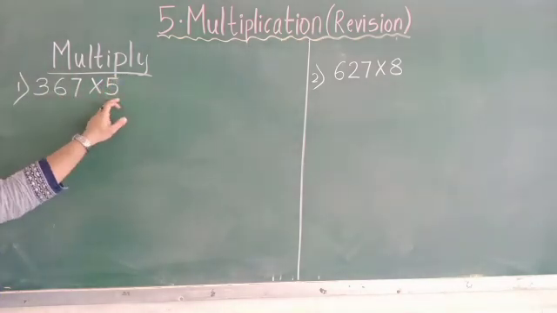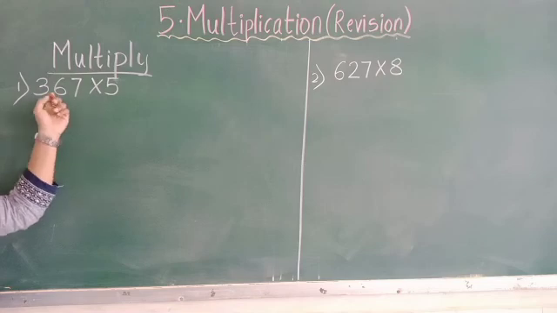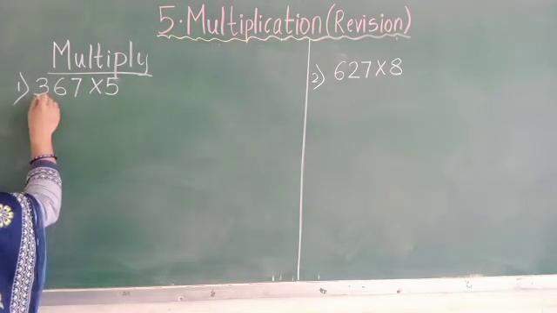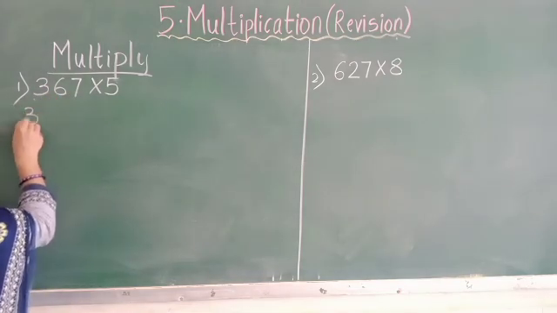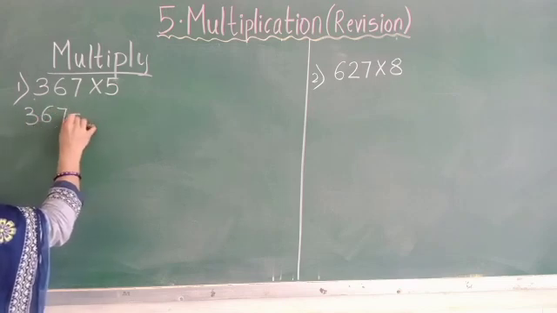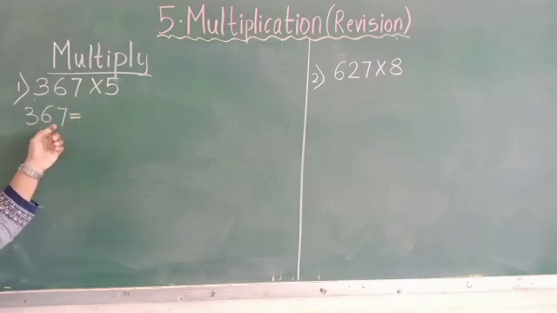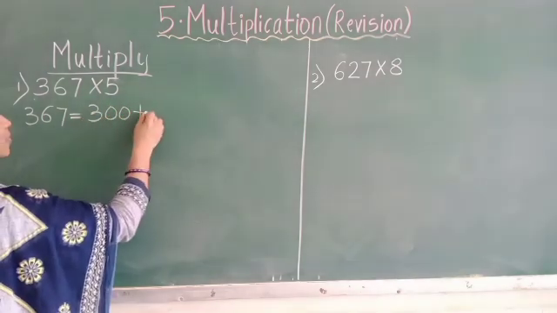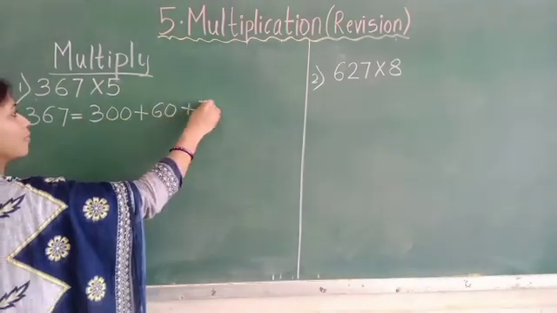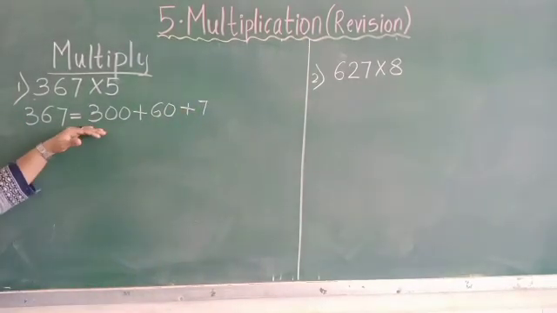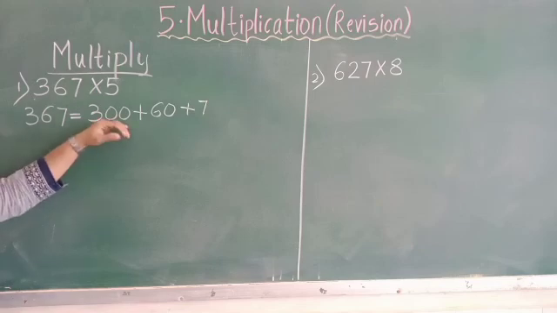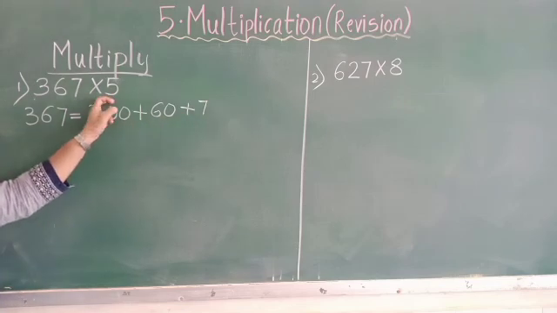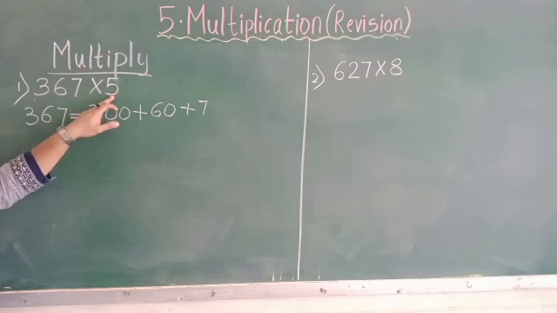367 multiplied by 5. Do you remember how we multiplied this? What we have done? First we need to expand the number. 367, how we write 367 in expanded form? 300 plus 60 plus 7. In this way we expand the number. 367 is equal to 300 plus 60 plus 7. And 5 is already a single digit number, therefore we need not expand.